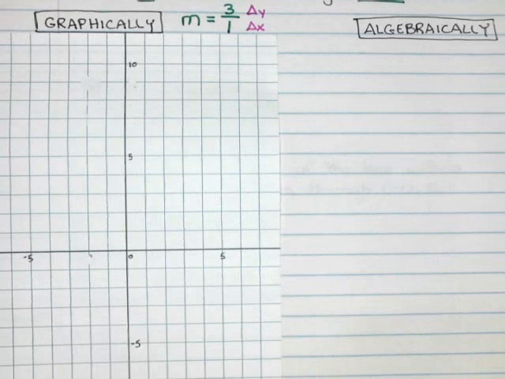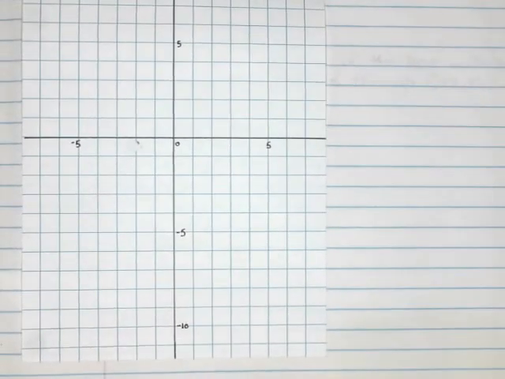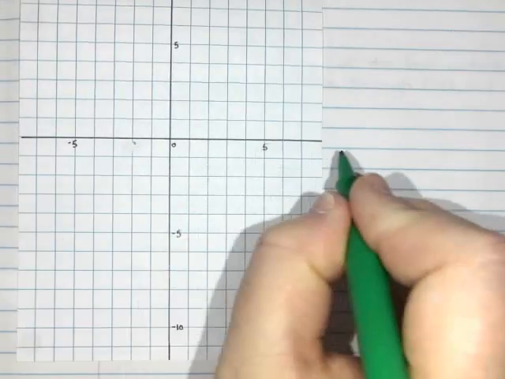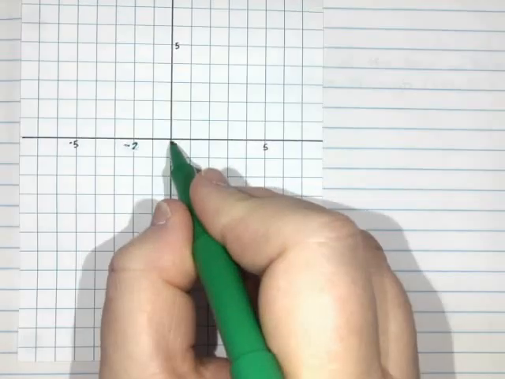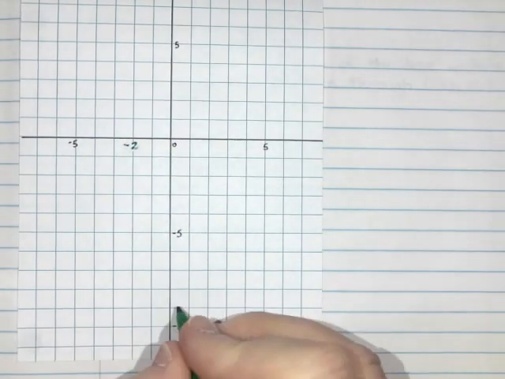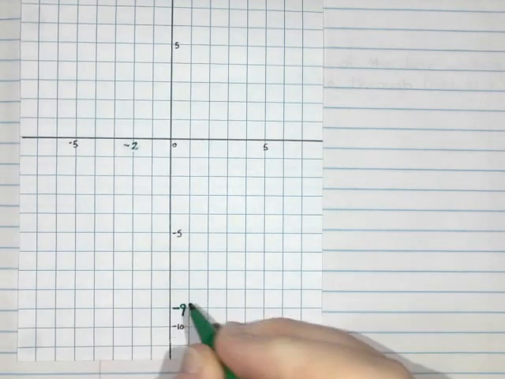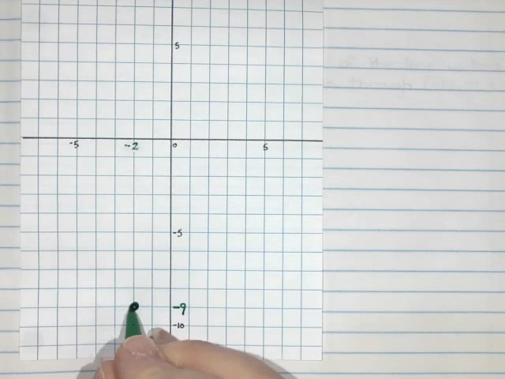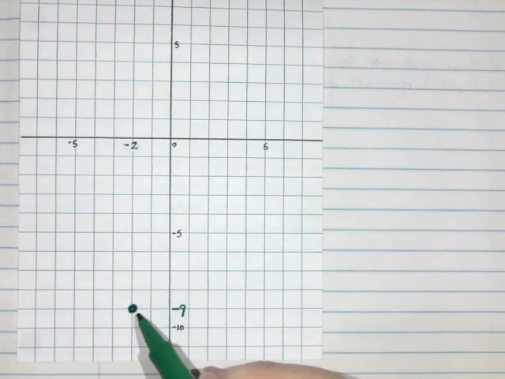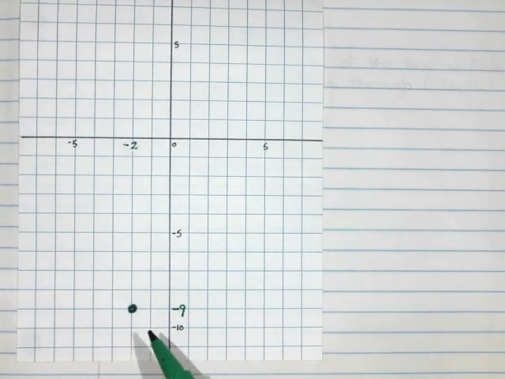On my graph, I'm going to find negative 2 on the x. That's the side-to-side part, so that would be right here. And then on the y part, I'm going to find negative 9. And I'm going to make a point where those two meet. And this is going to be where I'm going to start my line from.